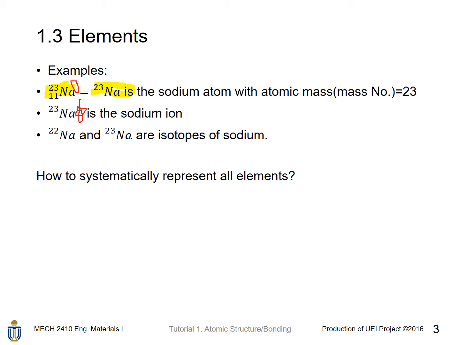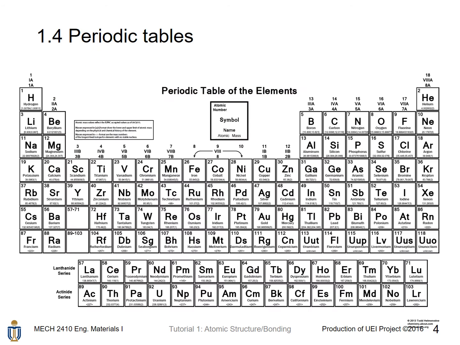22 sodium and 23 sodium are isotopes of sodium because the chemical symbol is still the same, but the mass number is different. That means they have a different number of neutrons, and they are still the same element, so they are isotopes. And how can we systematically represent all these elements? We use a table, which we call the periodic table.